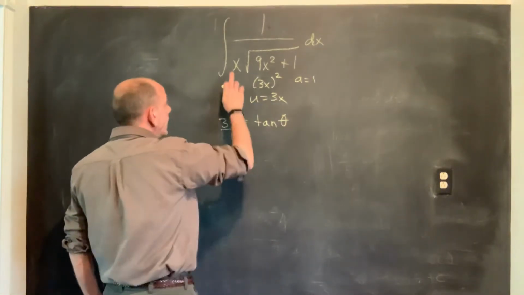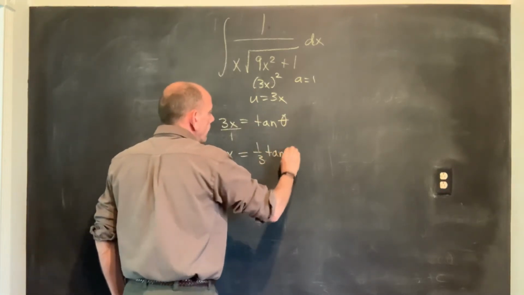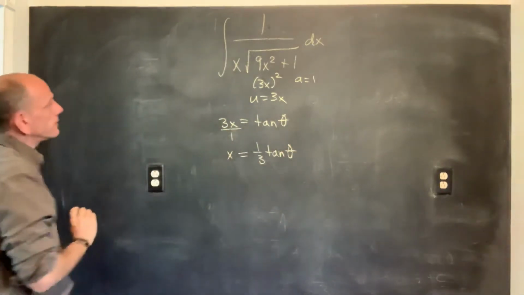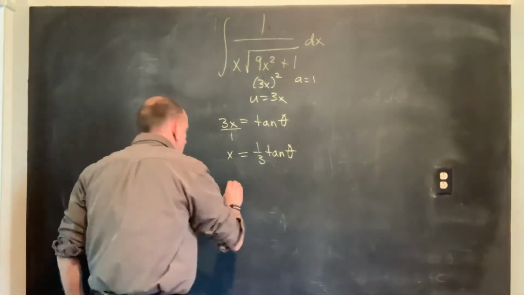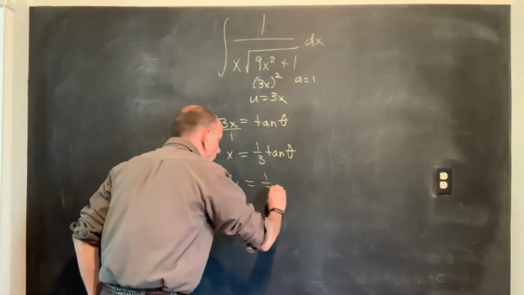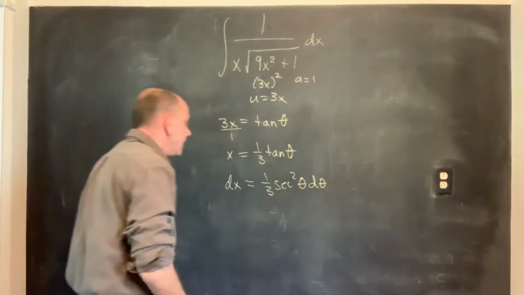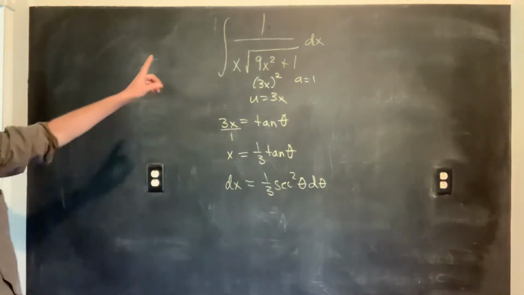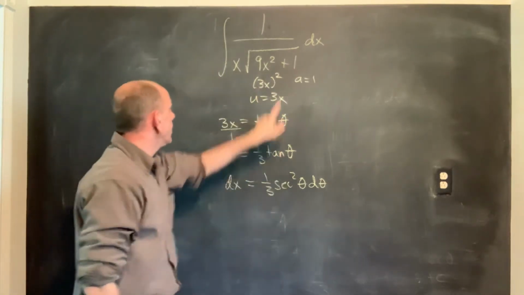All right, so I need x. X is 1/3 the tangent of theta. I'm just solving that. So we've got our x. We need dx. The derivative is 1/3 secant squared theta d theta. So we know what x is. We know what dx is. Now we need the root.